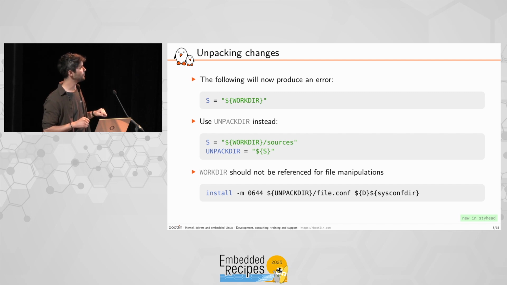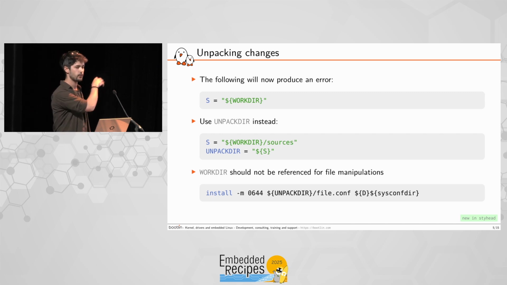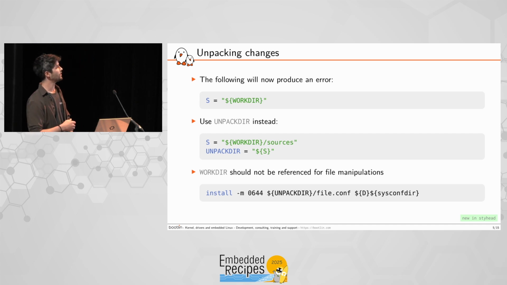The sources will be extracted in a directory called sources. It will be cleanly separated. I think that's the idea. Then if you need to install files directly from the source on your target, basically you can use the UNPACKDIR variable. I think this is the cleanest way of doing it. And this appeared in Styhead.